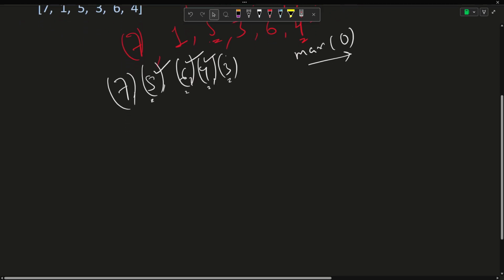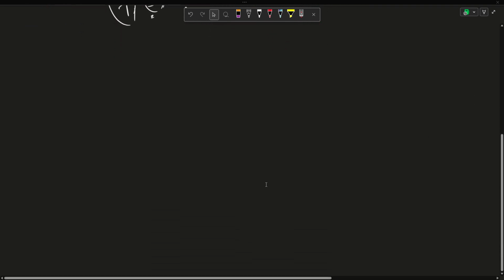Fine, so let's try to write the pseudocode for this. So we can initialize one value. Let's call this min value, and let's initialize this with 0. Then let's initialize one more value, which we call max underscore profit. Let's initialize this one also with 0.